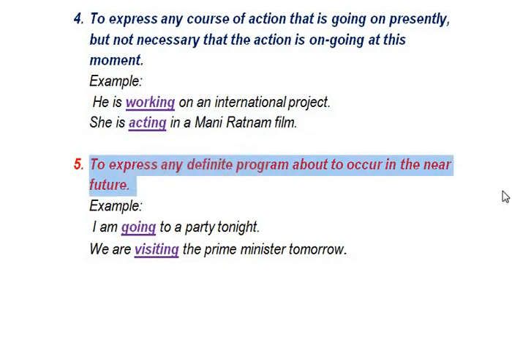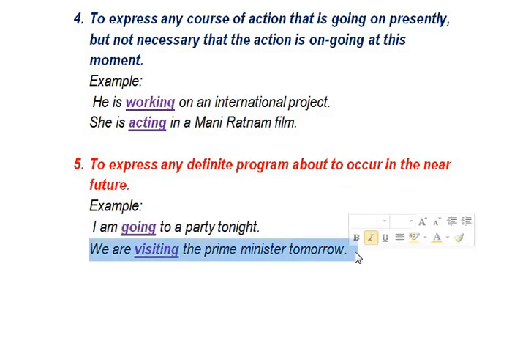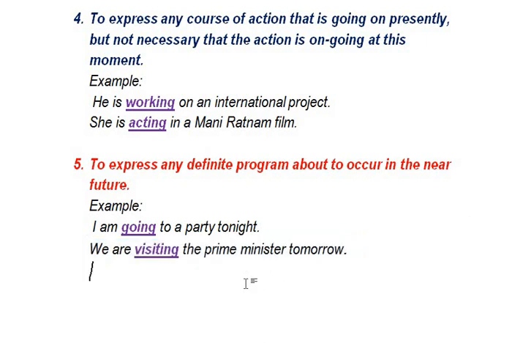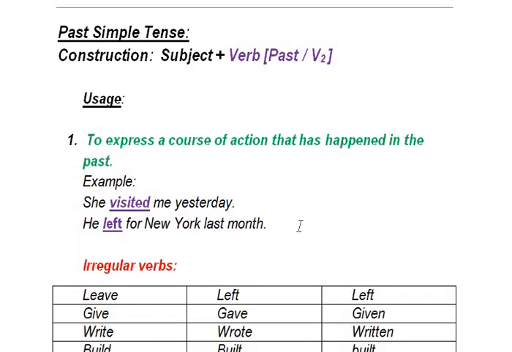And the fifth usage of present continuous tense is to express any definite program about to occur in the near future. For example, I am going to a party tonight. That means at night today I am going to a party. This will happen in the near future. And one more example: we are visiting the Prime Minister tomorrow. That means the next day, tomorrow, we will visit the Prime Minister. This also will happen in the near future.